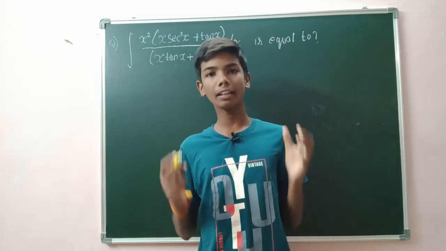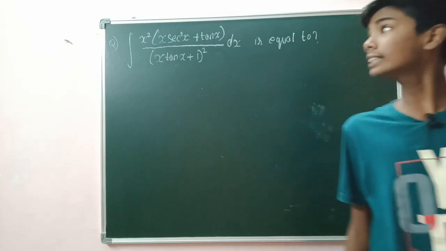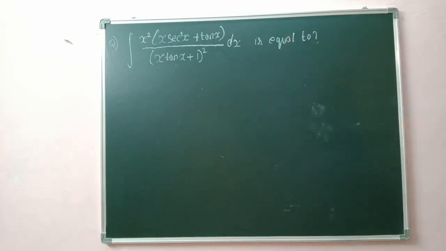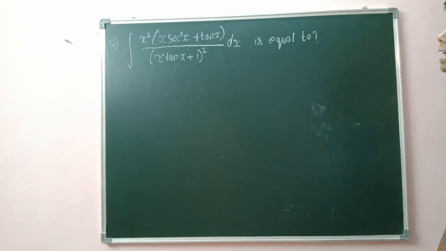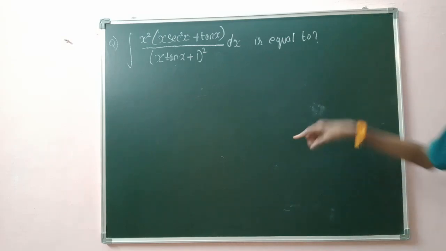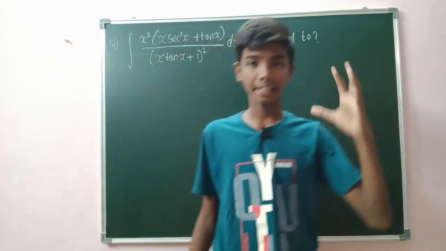Mains 2023 second attempt question. So let's start to solve, guys. The question is the integral of x squared times (x sec²x + tan x) divided by (x tan x + 1) the whole squared, dx. We are supposed to find the value of this particular integral.